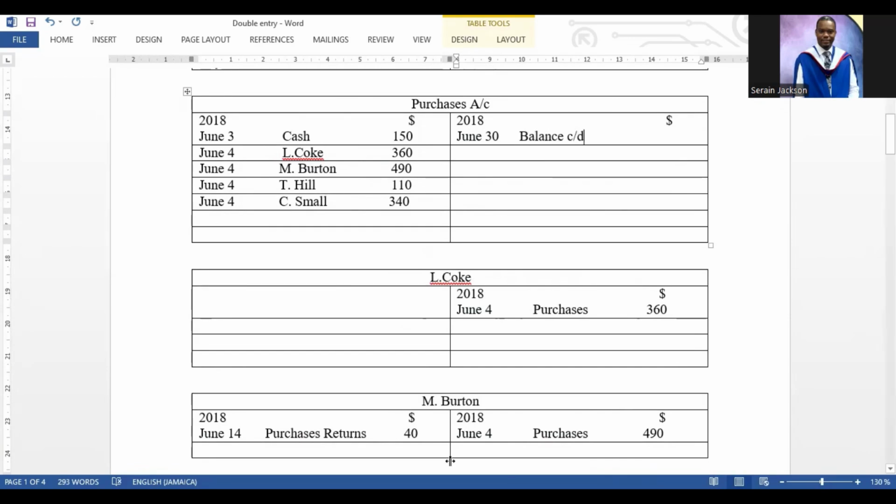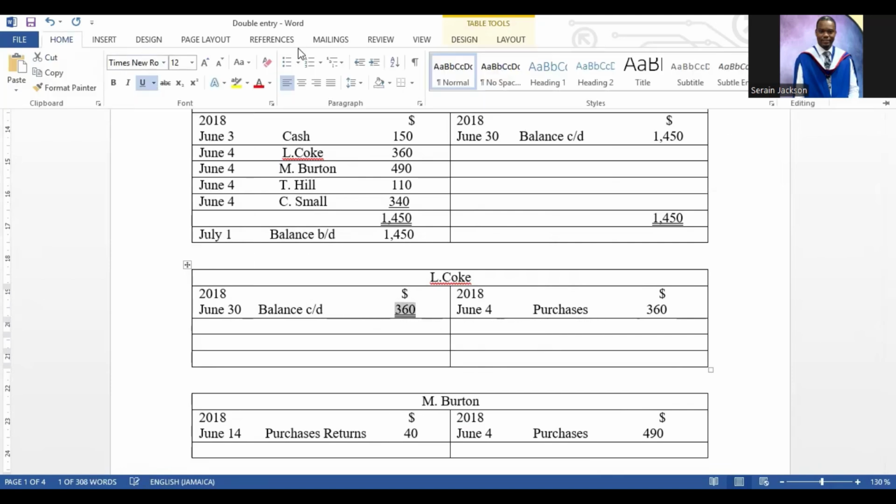All right, so as you can see, in the purchases account, the balance carried down is on the credit side because it has the smallest amount, and the balance carried down will always be on the side that has the smallest amount. The purchases account normally carries a debit balance as well.